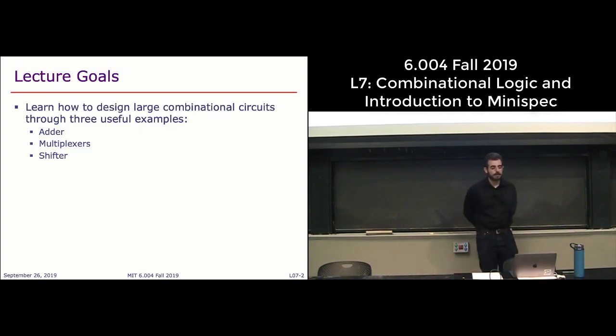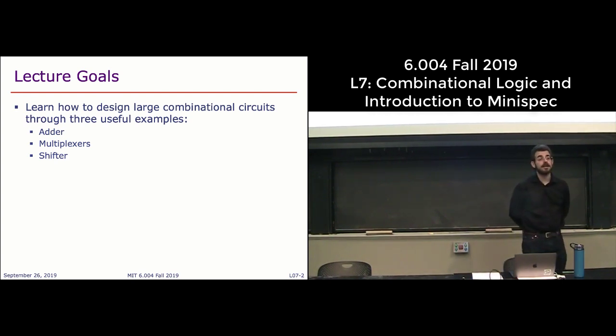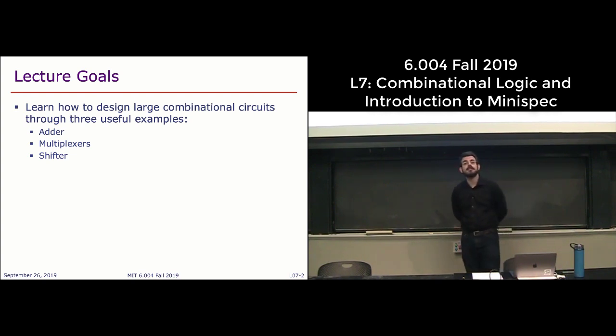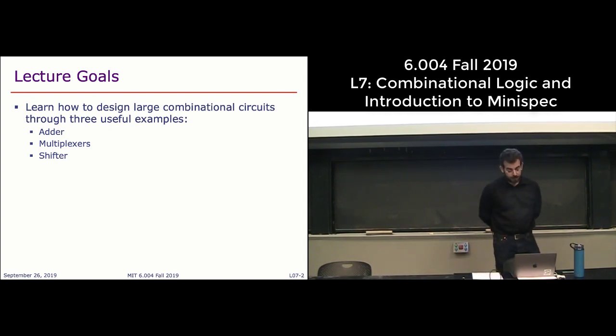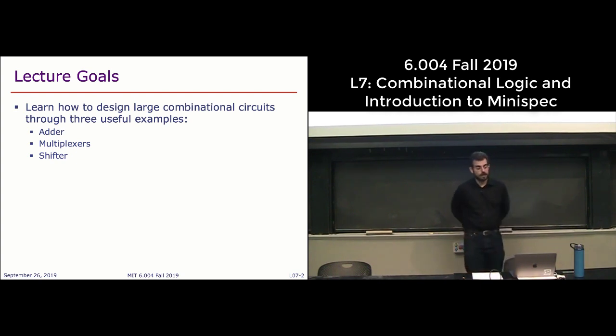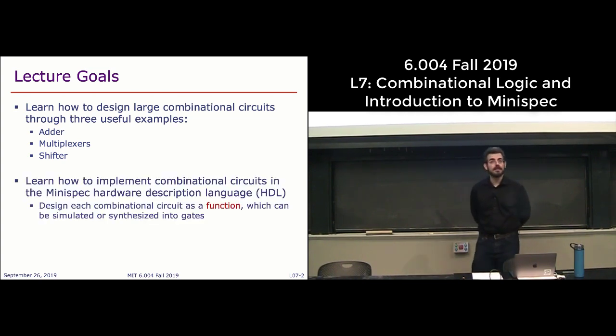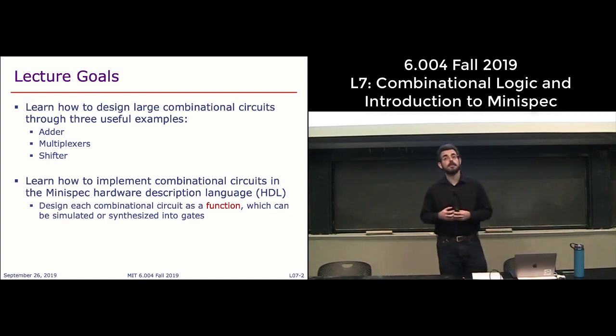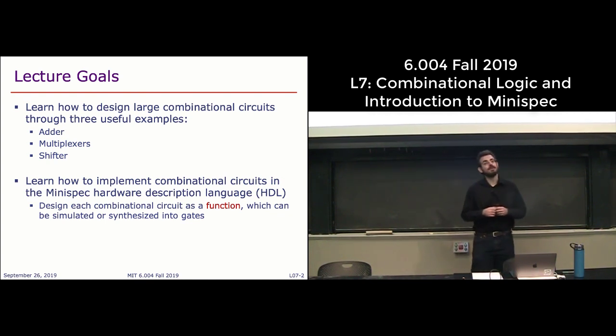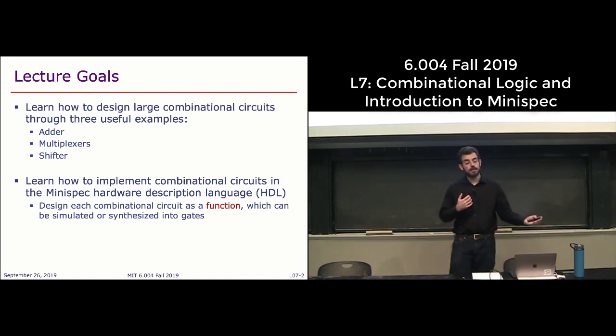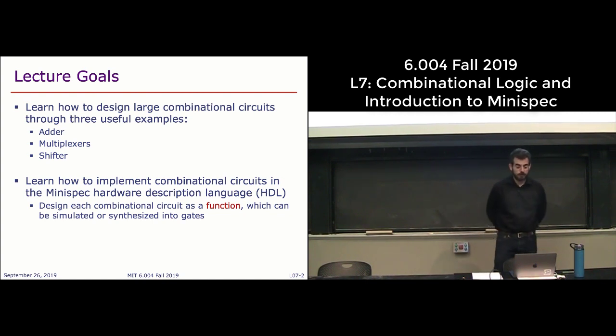So today we're going to do two things. We're going to first learn how to design large combinational circuits by looking at 3 useful examples, 3 basic circuits that you will use all over the place: an adder, in particular a ripple carry adder, a multiplexer, and a shifter, and specifically a barrel shifter, which is an efficient way to shift bits right and left. And then, while we do this, we're going to introduce this Minispec hardware description language by just learning how to implement these different combinational circuits in the language. At a high level, we're going to design each combinational circuit as a Boolean function, which, with this language, you'll be able to both automatically simulate and synthesize into gates to actually get a circuit from your description of the circuit.